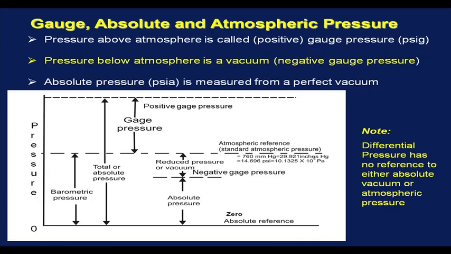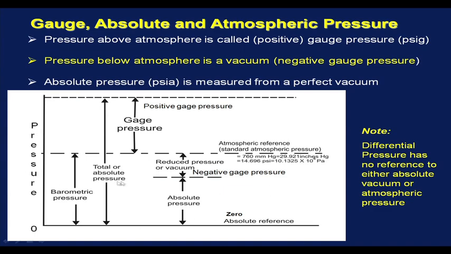Let us now define gauge pressure, absolute pressure, atmospheric pressure. Pressure above atmosphere is called gauge pressure or positive gauge pressure. We denote it by PSIG. Similarly, pressure below atmosphere is negative gauge pressure, also known as vacuum. On the other hand, absolute pressure is measured from a perfect vacuum.